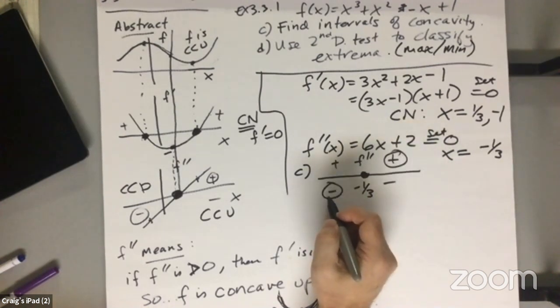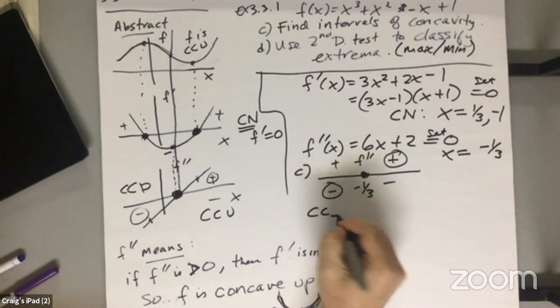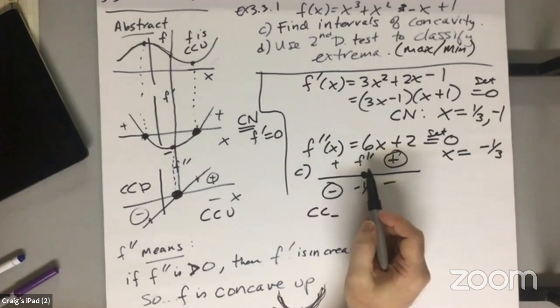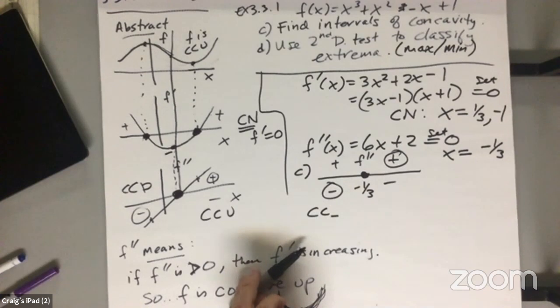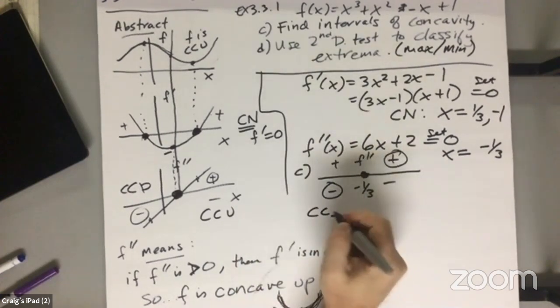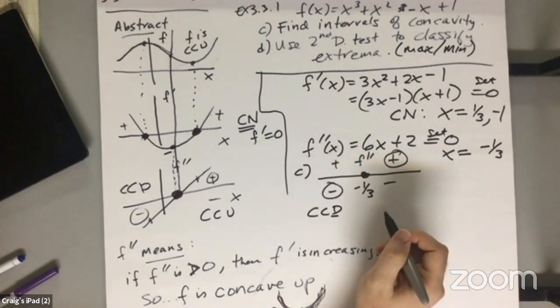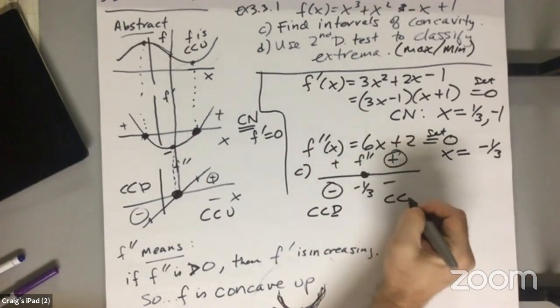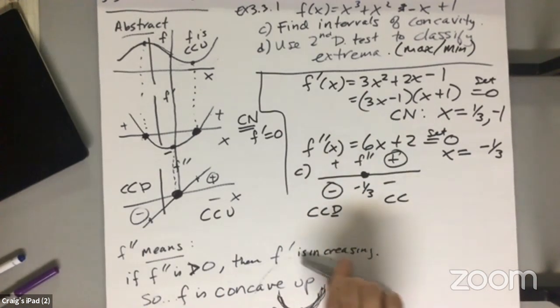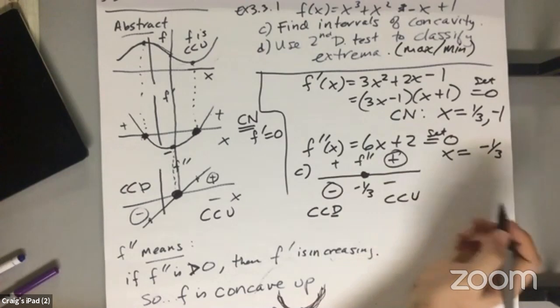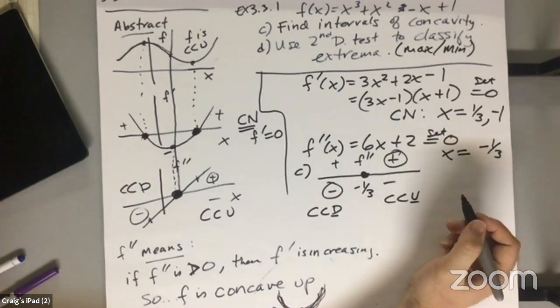So if it's negative, is this concave up or down? If the second derivative is always negative, that means the first derivative is decreasing. First derivative decreasing means it's concave down on that side. And on the right, if the second derivative is positive, it means the first derivative is increasing, so it is concave up. So that's the answer to part C.